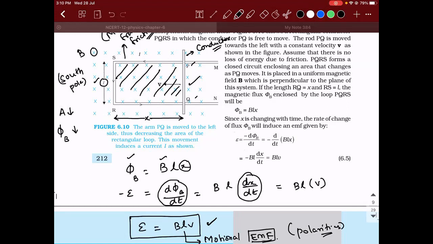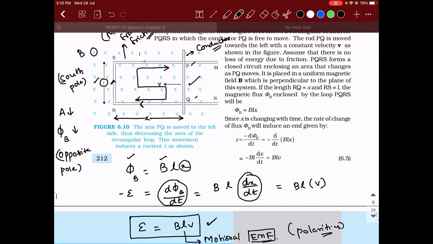If flux is decreasing, what is the kind of polarity that will get generated? It will generate the opposite pole. This conductor is facing us. We are the north pole, so what is the opposite pole that will get generated? It should be south. So it should generate a south pole, which means the current is supposed to be in the clockwise direction.